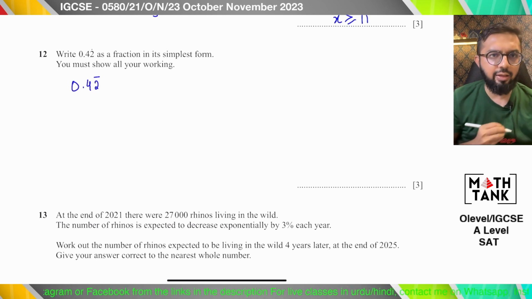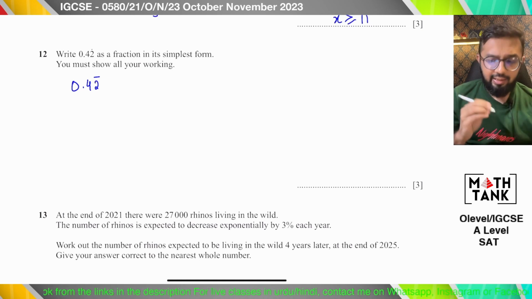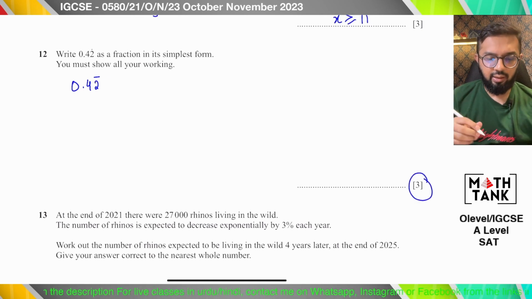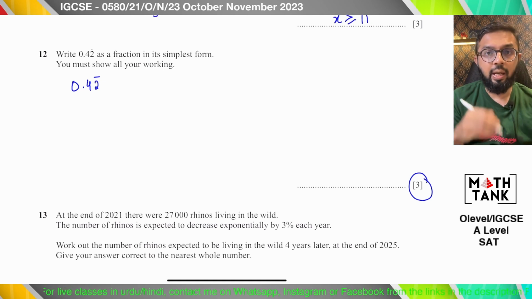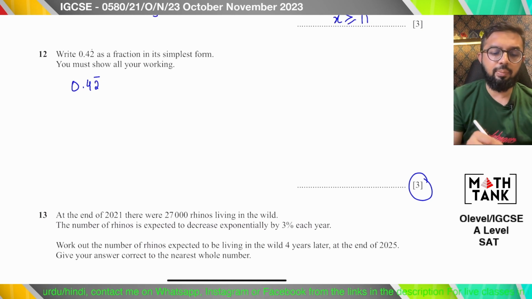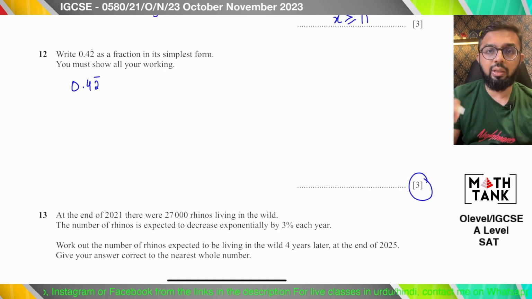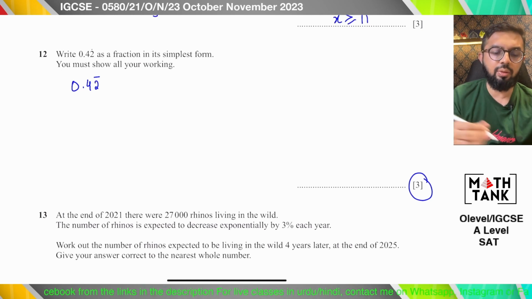Okay, moving on to question number 12, it says 0.42 and there's a dot above. I usually write a dash for a recurring decimal. And let's see how to solve recurring decimals. This is surprisingly a 3-mark question, so we'll have to do it carefully. The first step to doing recurring decimals is always to move the decimal place to such a point where the recurring decimal is the first decimal number that you want to start with.